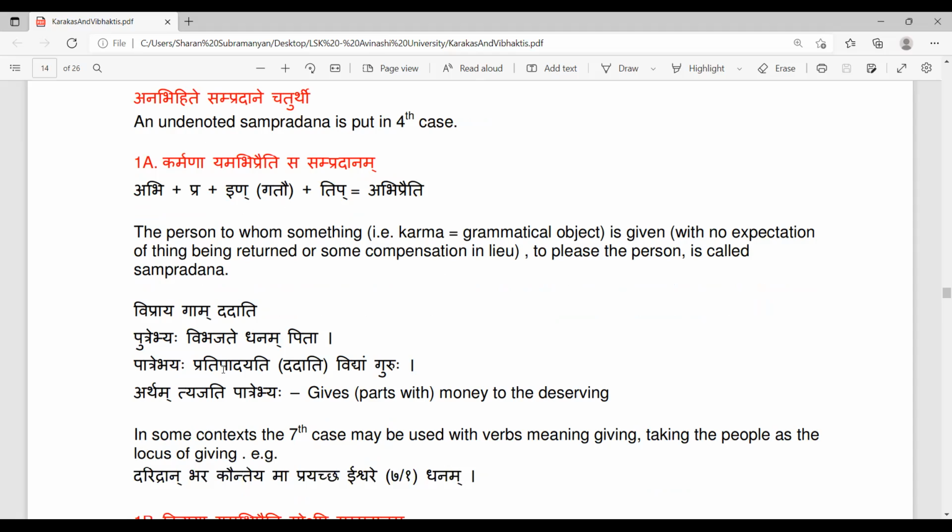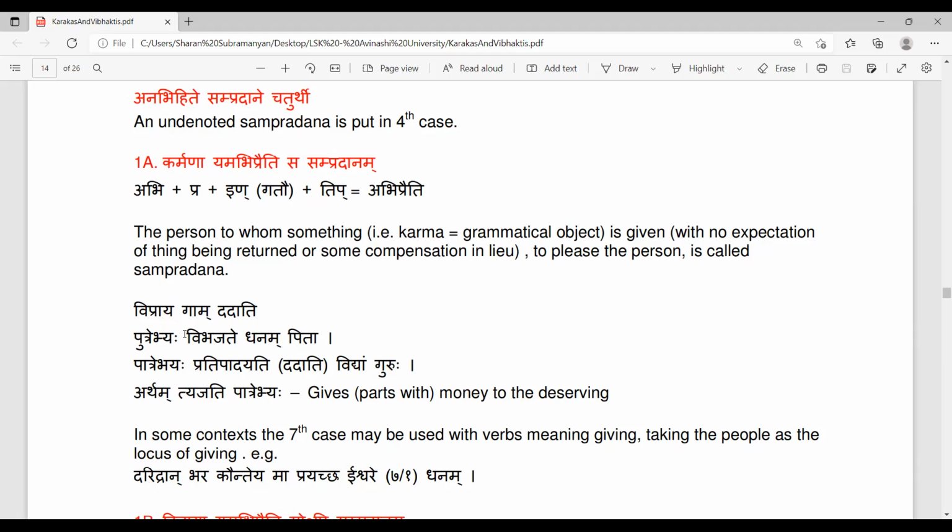Pita gives dhanam. He divides the dhanam. For whom? For the putra. Who does the vibhajana kriya? Pita. Pita vibhajate. What? The object is dhanam. For whom? Putrebhyaha. The putras are the recipient of the wealth, the share of wealth of the father. Therefore, putrebhyaha. Putra doesn't expect them to give back. He has wealth, he divides them among the sons.